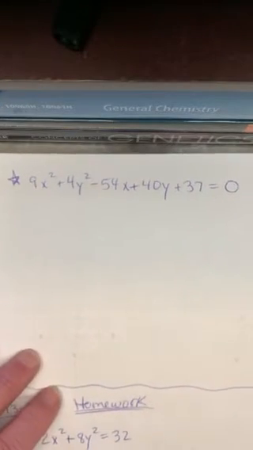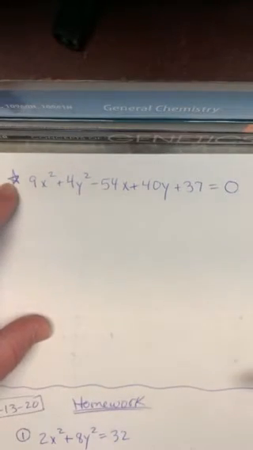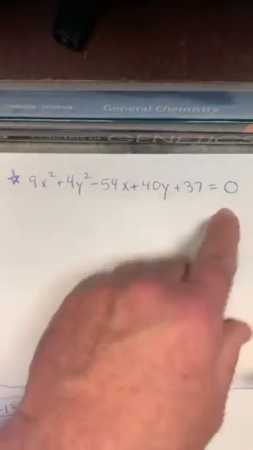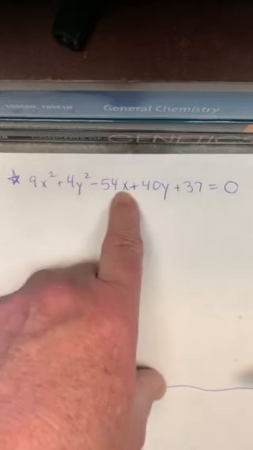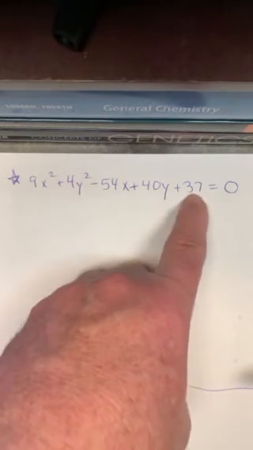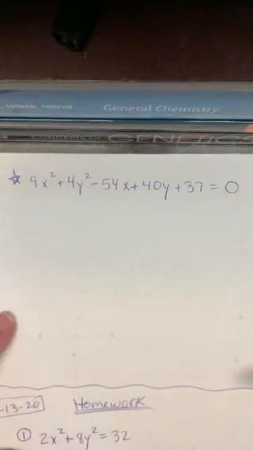All right, look to the back of your paper. I'm flipping this thing over. I've got a big star by this crazy equation. 9x squared plus 4y squared minus 54x plus 40y plus 37 equals 0.